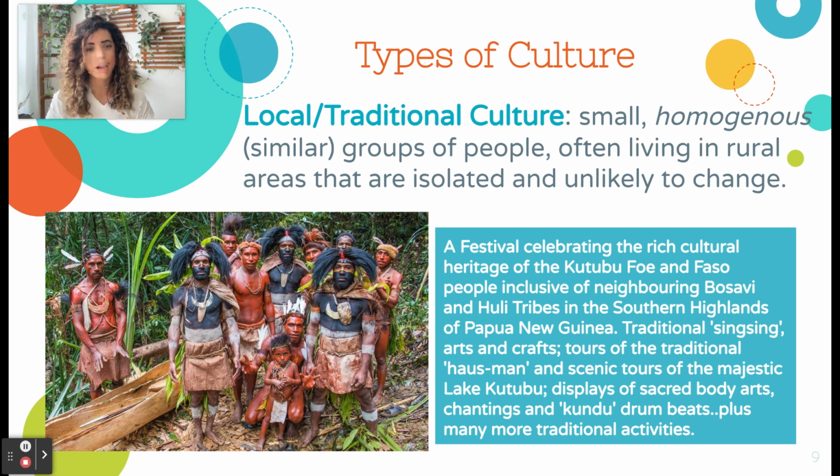And more often than not, we see them living in rural areas that are isolated, meaning that they don't have that diffusion of outside culture and outside ideas that would lead them to change. So, local traditional cultures tend to stay the same over long periods of time because of that isolation. This example comes from Papua New Guinea, and we see the artifacts that they're wearing in their clothes, the way that they're dressed, even some of their paint on their bodies as well. This has to do with some of their cultural traditions from their area being a local traditional culture.